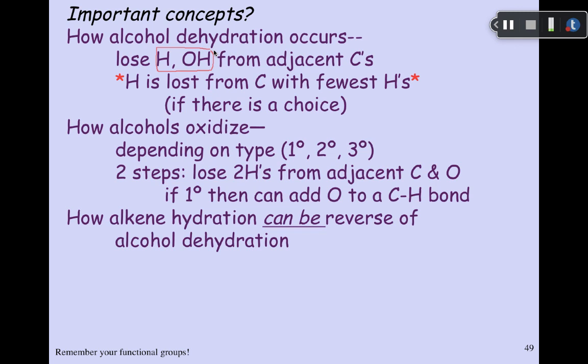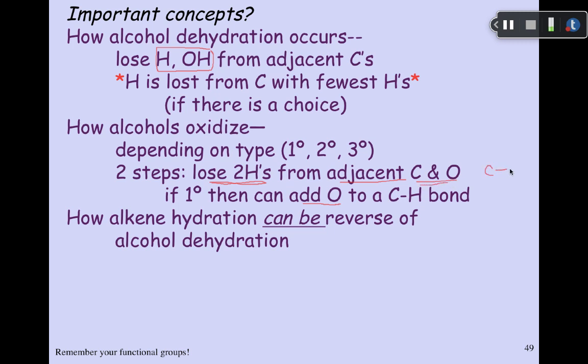When alcohols oxidize, it depends on their type, whether they're primary, secondary, or tertiary. And if it's an alcohol that's primary, it's going to be two steps. The first step for either one will be losing two hydrogens. If it's primary, then it has a second step where an oxygen is going to be added. So again, losing two hydrogens with either a primary or secondary alcohol, they're going to be lost from adjacent atoms, and those two adjacent atoms are going to end up making a double bond between them.